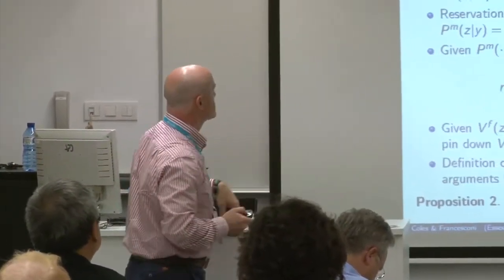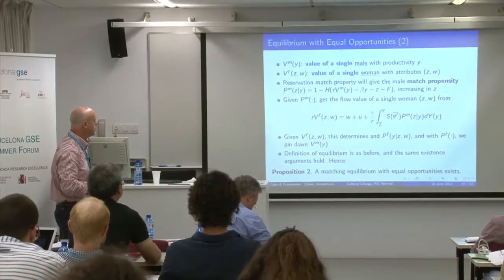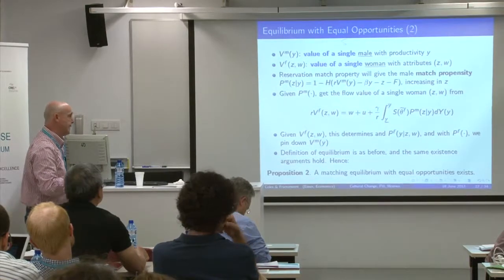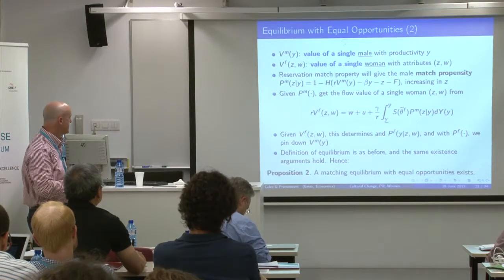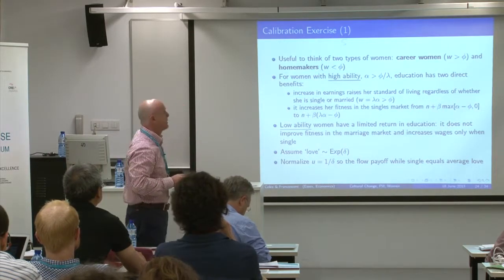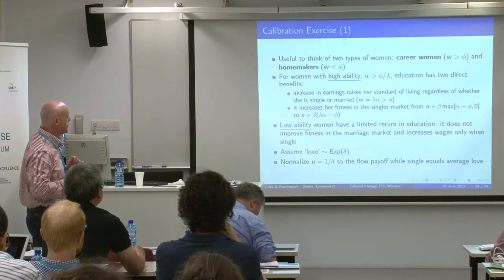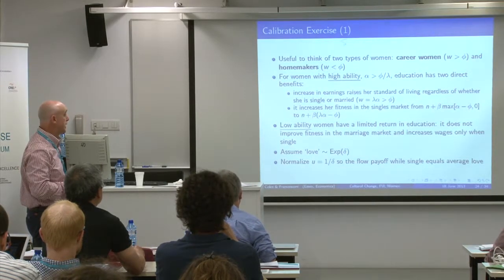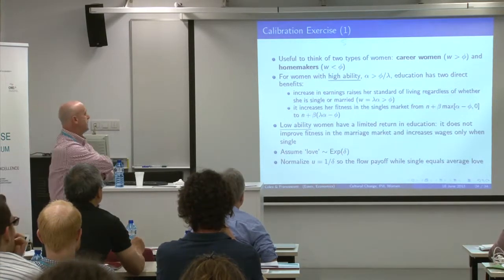All right, so with equal opportunities, the sort of world that we have is pretty much the same, despite the fact that now the women have a labor market option. And again, we are going to be able to show that a matching equilibrium with equal opportunities does exist. Here I call it calibration. I think it's unfair to those who are doing a lot of calibration. We are simply trying to interpret what's happening in the model. So it's useful to think of two types of women: career women, who've got a wage that is above the childcare costs, and homemakers, whose wages are below the childcare costs.